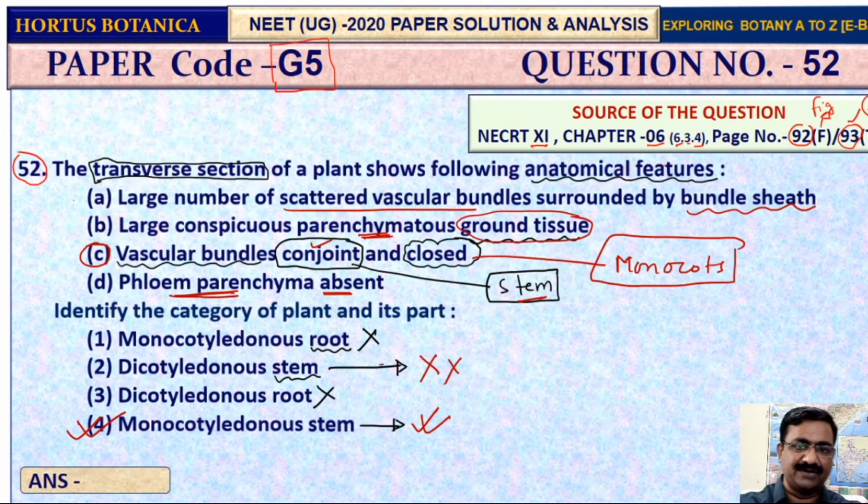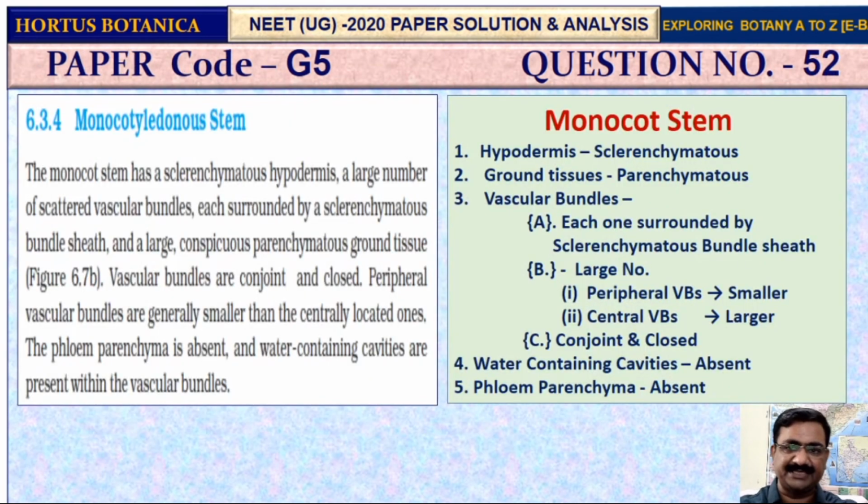Now see, again you are finding the bundle sheath present. Now the ground tissues, you saw how they are parenchymatous, you saw conjoint and closed, and this phloem parenchyma is not present, it is absent in the monocot stem, but it is present in the dicot stem, right? So you can also conclude by this very structure. So you can summarize this whole monocot stem by only these five points. First is the hypodermis is sclerenchymatous, always remember.